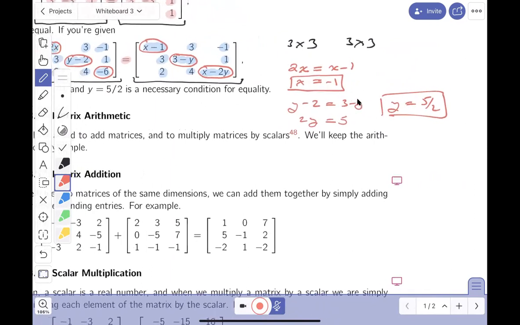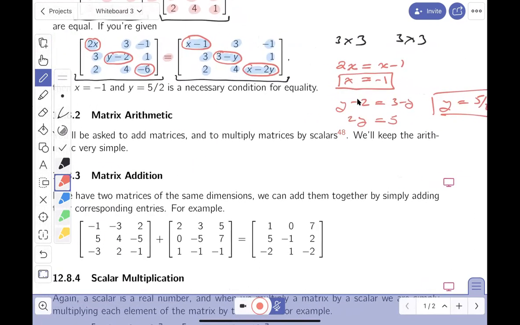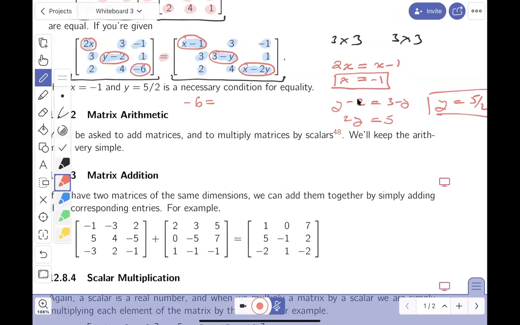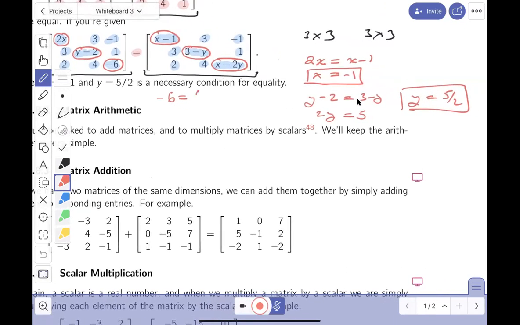Now, by the way, what do I know? I know row 1, column 1 is equal now. I know row 2, column 2 is equal. I don't know about row 3, column 3 if it's equal, so I'll write this down. Row 3, column 3 is -6 on the left side. And what is on the right side? It's x. Well, I believe x is -1 minus 2y. What's y? 5 halves. I don't know if that's true, and I have to make sure it is true. Otherwise, I'm going to say they're not equal.